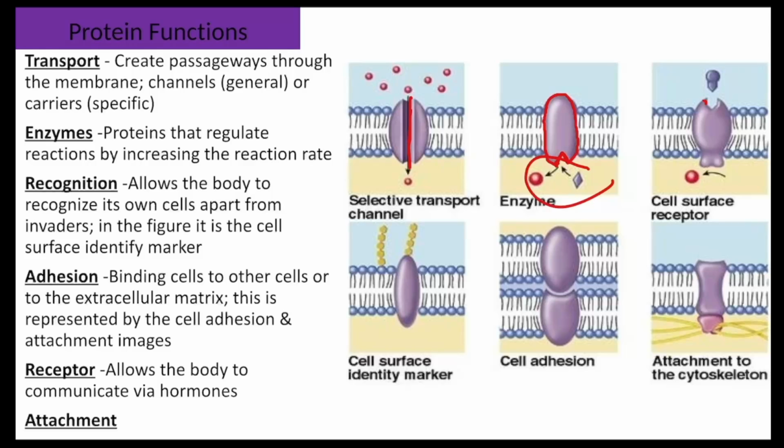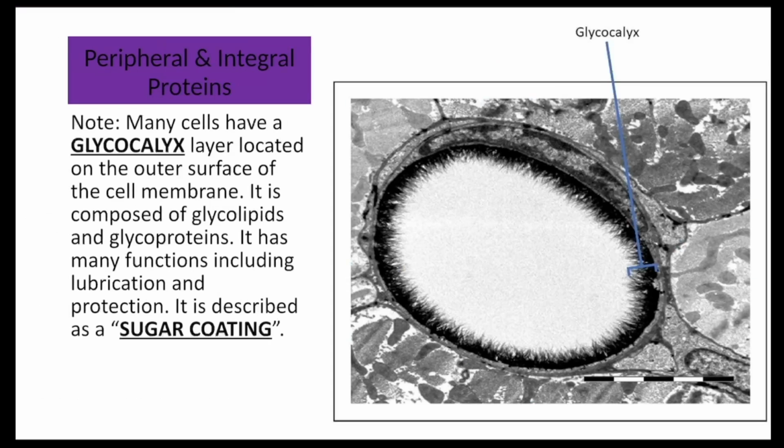Some of them could be designed to receive signals, so it would be for cell recognition. Some work as cell surface identity markers, so it helps identify that that is a cell of the human body, so the immune system won't destroy it. It can be a site of attachment for the cytoskeleton, and then it can be used to connect two cells together, forming what's called adhesion. And then, of course, we talked about receptors.